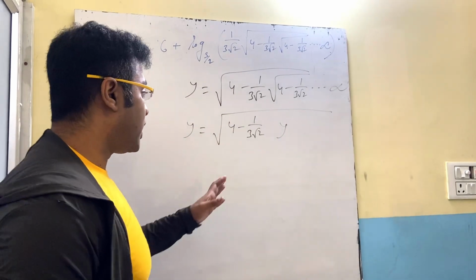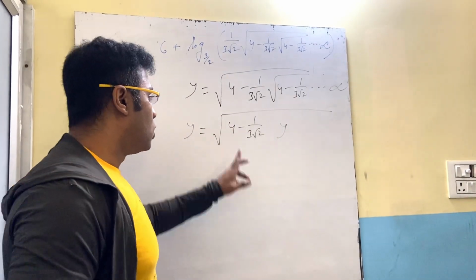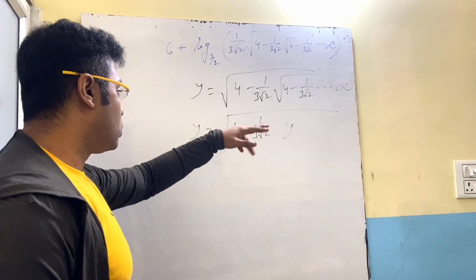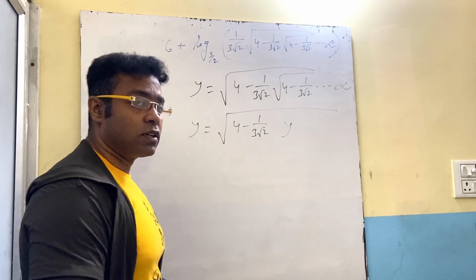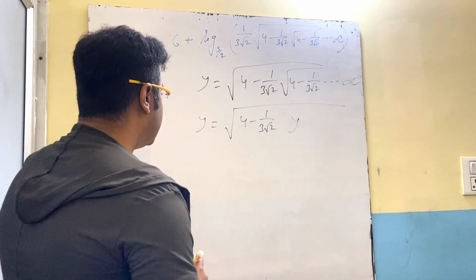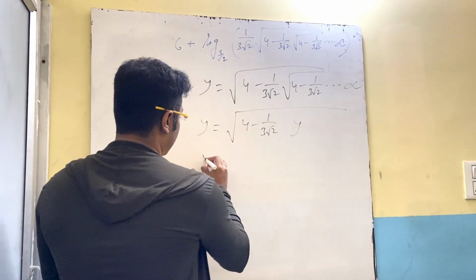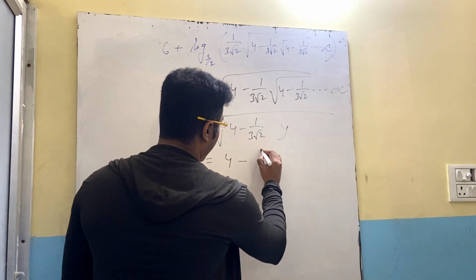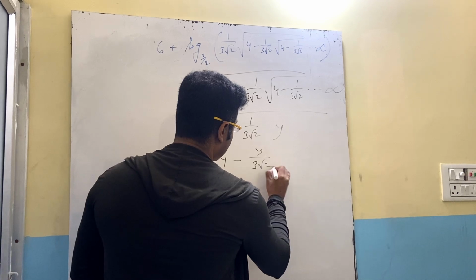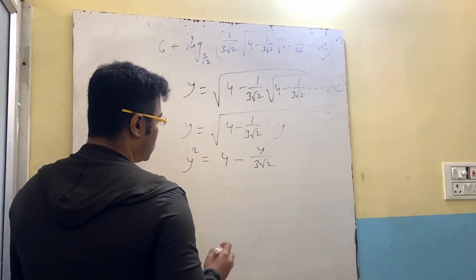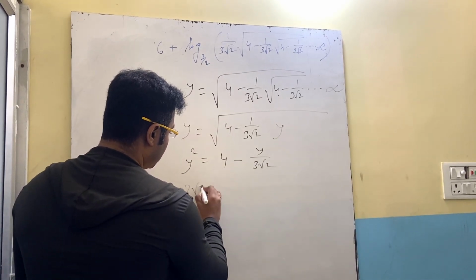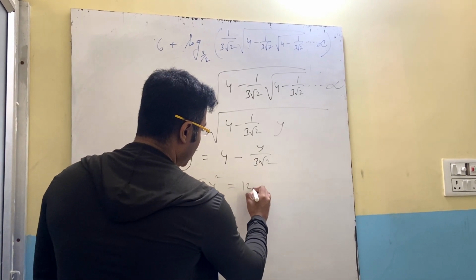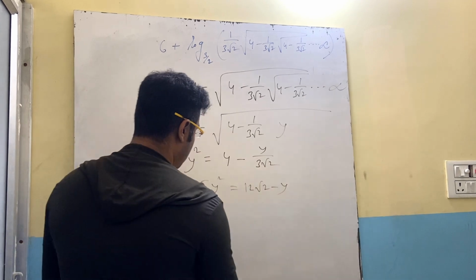Don't get confused by the handwriting. This is 4, this is y. 4 minus 1 by 3 root 2 y, under root, that is equal to y. Got it? Now I will square both sides. So on squaring both sides, what will I get? 4 minus 1 by 3 root 2 y. Now let's simplify this. 3 root 2 y square equal to 12 root 2 minus y.